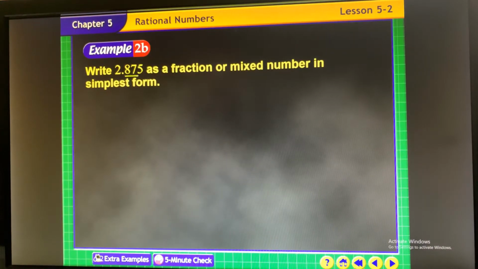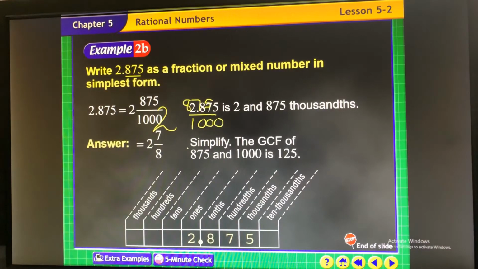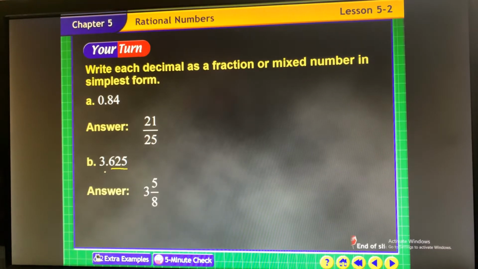This is a benchmark decimal. If you had your benchmark fractions known, you would know that that's 7/8. But if you don't, you learn how to read it. So it's 2 and 875 over 1,000. And then you would have to simplify that. But if you knew your benchmark fractions, you would already know that that's 7/8. 84 hundredths, simplify that. If you knew your benchmark fractions, you would know that that's 3 and 5/8.